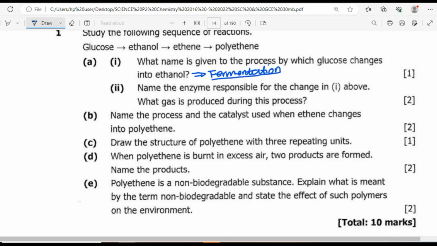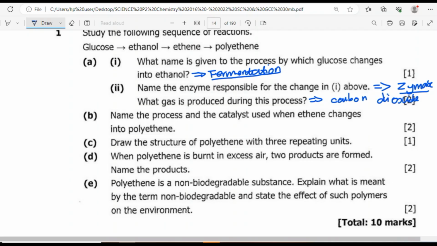Then name the enzyme responsible for the change in one above. What gas is produced during this process? The enzyme that we give under fermentation is zymase. Then for the gas that is produced, you just have to commit this to memory. It's just carbon dioxide. So carbon dioxide is the gas that is produced during fermentation.